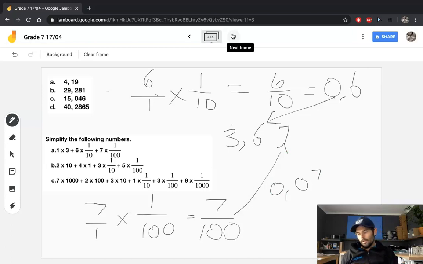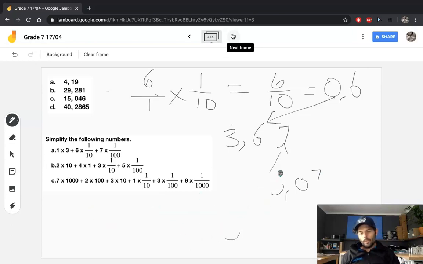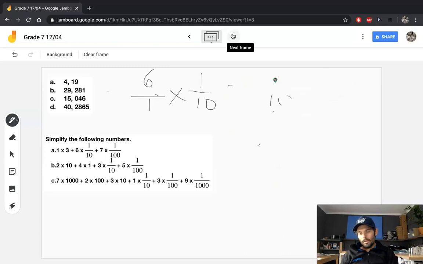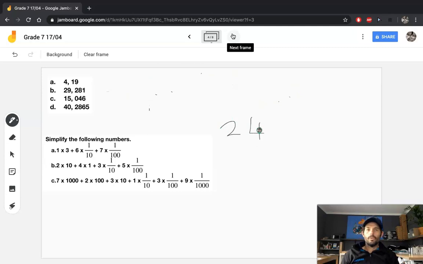Okay, so for B they've asked us 2 times 10, so I'm pretty sure we all know that 2 times 10 is equal to 20. Okay, and 4 times 1 is equal to 4, so we've got 24. Plus 3 times 1/10 is 3/10, plus 5 times 1 over 100 is 24,35.